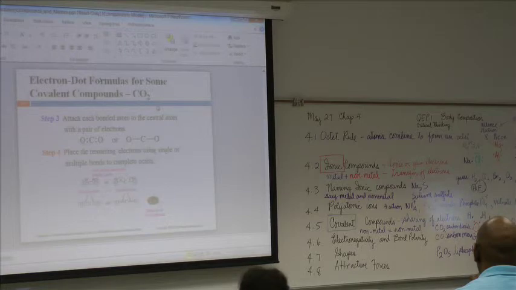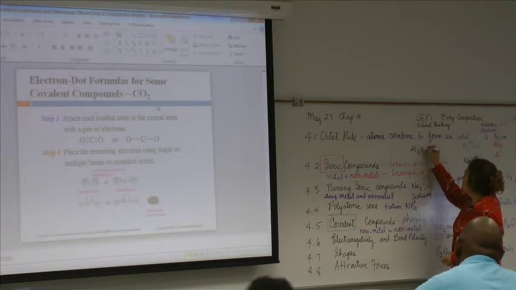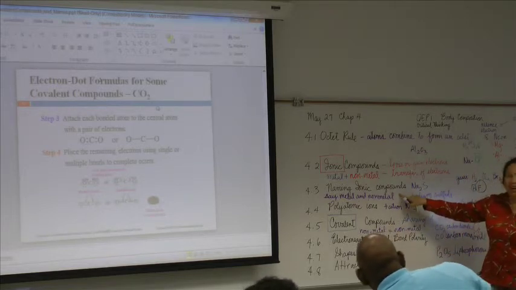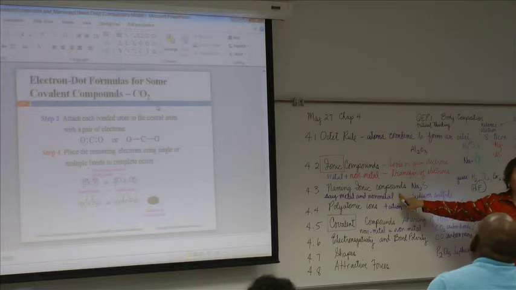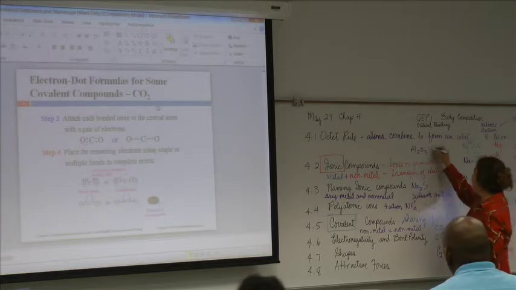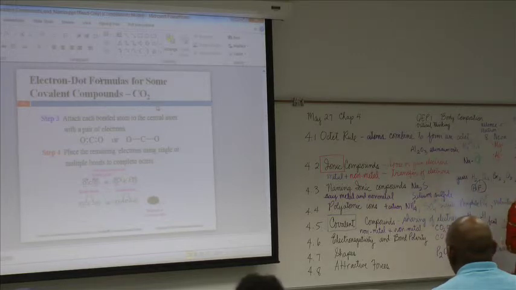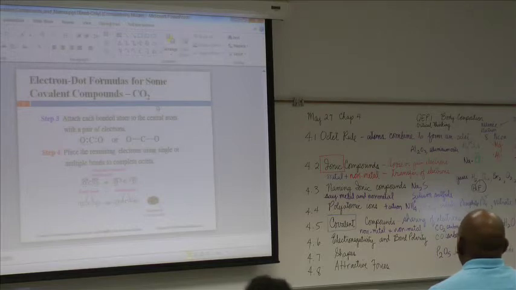Now, I have a trick question for you. How would you name Al2O3? Remember, it's ionic. So you say the metal first, aluminum oxide. Aluminum oxide.